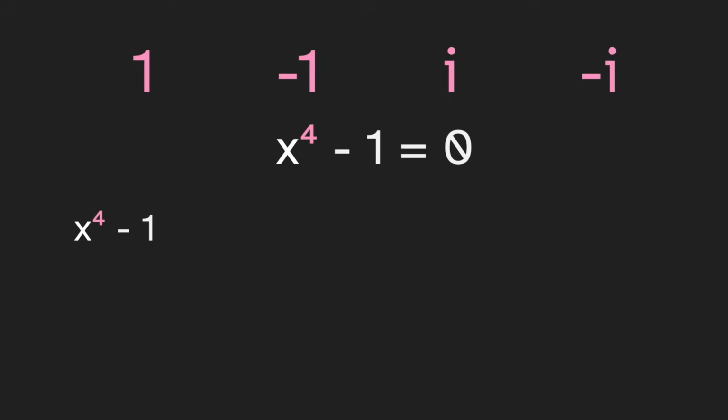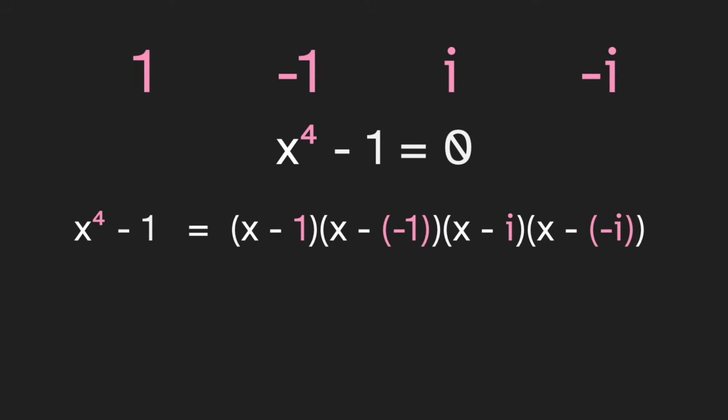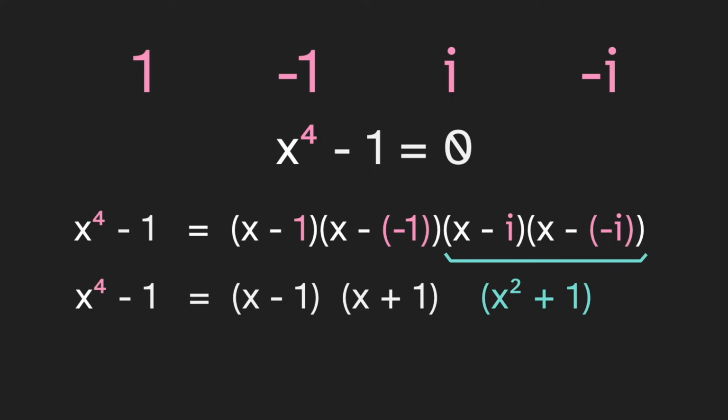We can say x to the fourth minus 1 equals x minus 1 times x minus -1 times x minus i times x minus -i. And this is a useful factorization. It helps us to clearly see what the zeros are, but it relies on using i and -i. What if we want a factorization that stays within the rational numbers? In that case, we'd have to multiply the 2 on the right to get x squared plus 1. And now we have a factorization that only uses rationals.